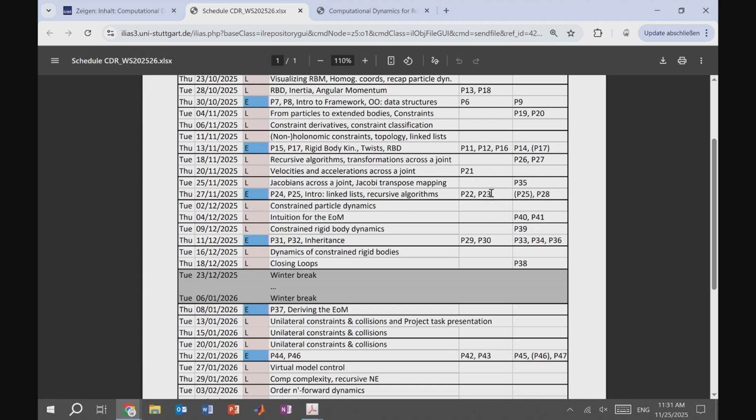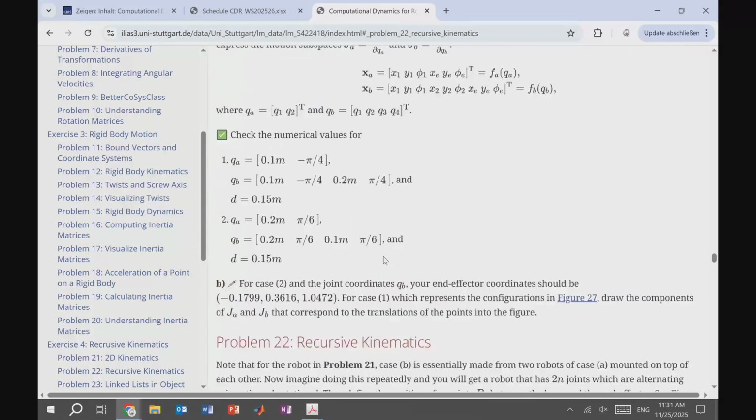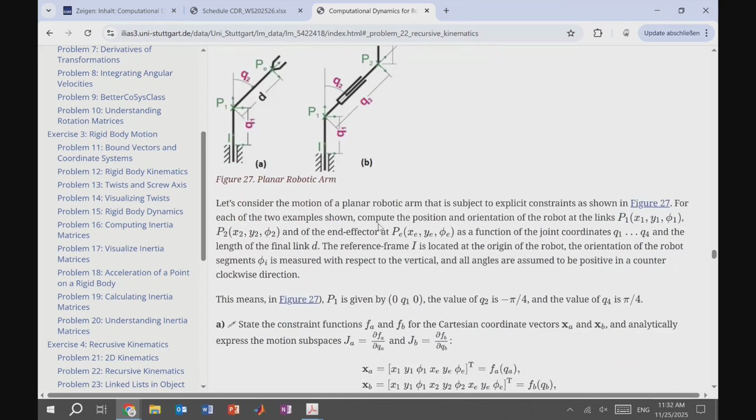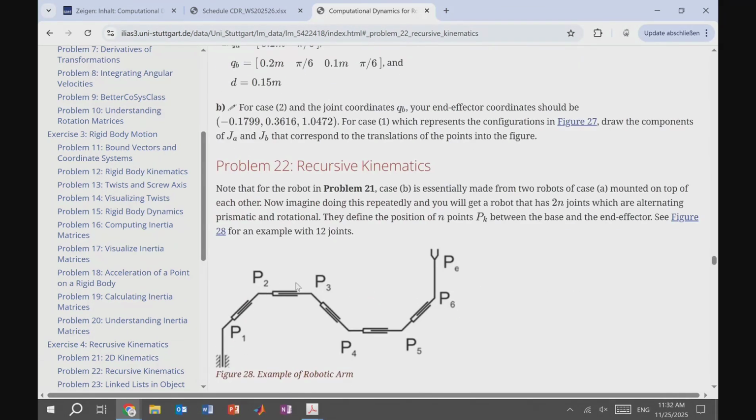There's a little bit of homework before this, problems 22 and 23, where problem 22 is basically an extension of what you did in problem 21. Problem 21, which we will discuss today, is a robot with a translational joint and a rotational joint in Version A, and a translational joint, rotational joint, translational joint, rotational joint in Version B, and you did that with pen and paper. Now we want to extend that to basically arbitrarily long chains.